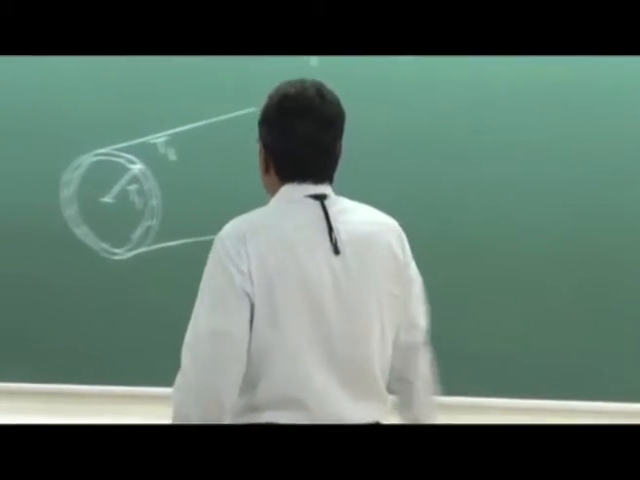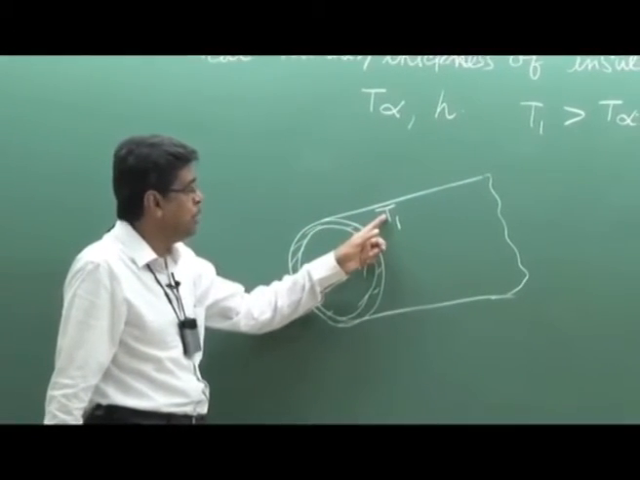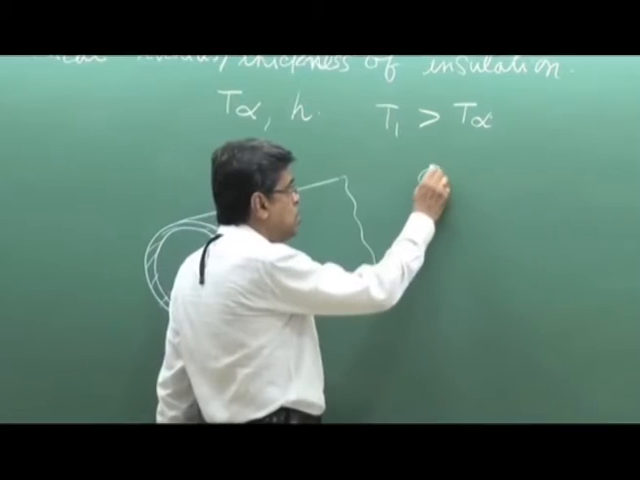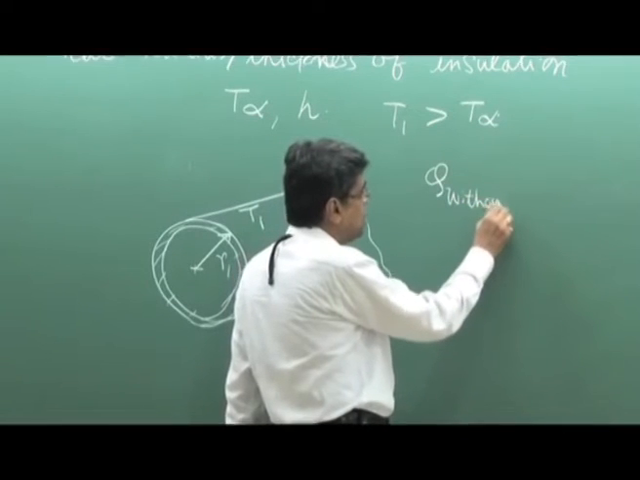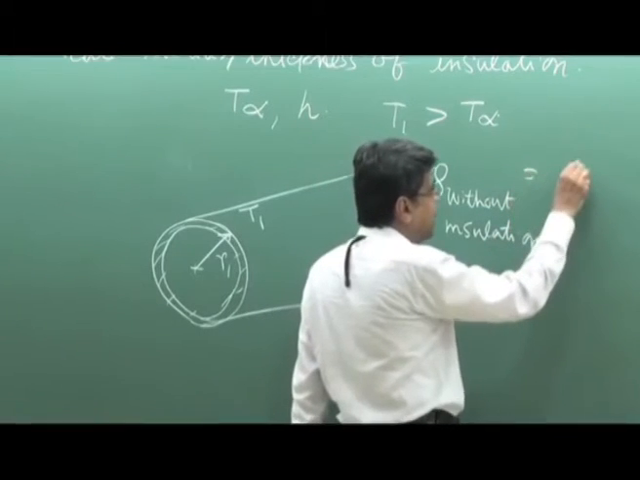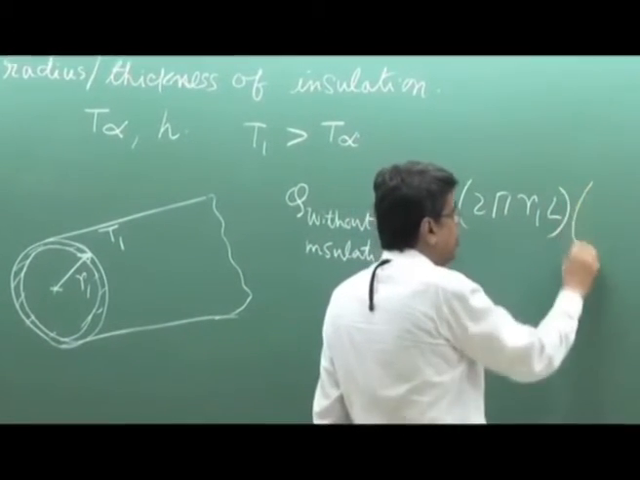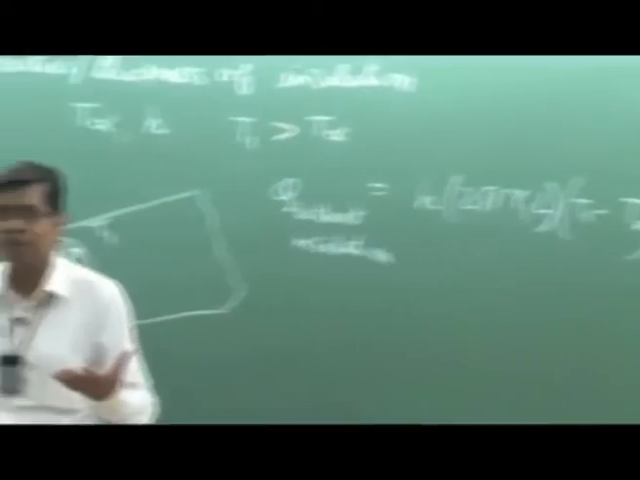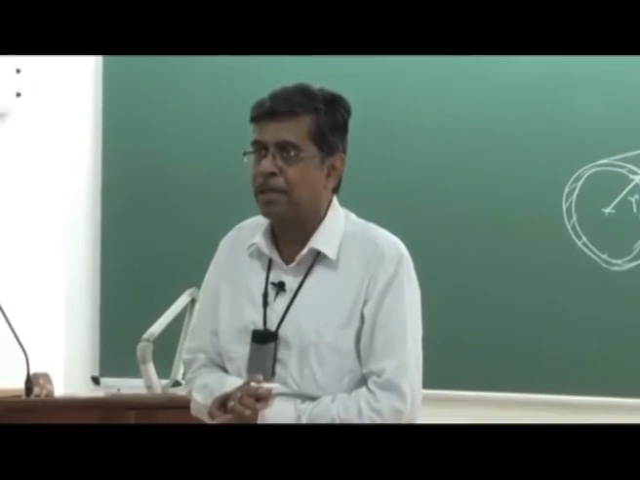Now the question comes: if we put insulation over the outer surface, but first if we do not put insulation, what is the heat loss from the outer surface? Q, without insulation, is equal to H into area, 2 pi R1 into L, into T1 minus T infinity. Now I want to reduce this heat loss. Common sense says that you add insulating material, that means material of lower thermal conductivity.